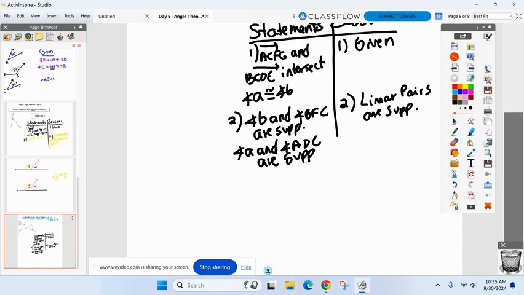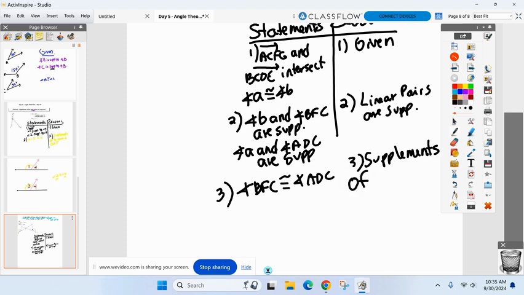We knew B and A were congruent. Oh, if B and A are congruent, so are the supplements. And that's the final fact for today, which is supplements, not of the same angle, but of congruent angles.